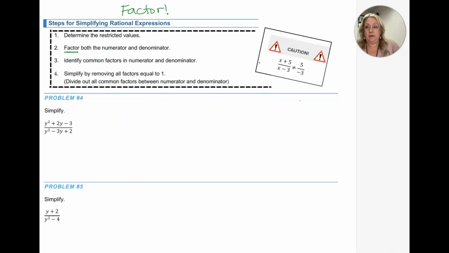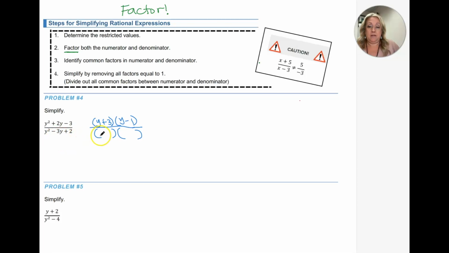Let's see how that works here on this one. First off, we need to determine our restricted values, but that's actually going to be easiest to do if we factor. So let's go ahead and factor. Sometimes it's already in factored form and so we can see it easily. But if not, let's get it factored so we can see what those restricted values are. So on the top, we got y times y, and then what times what is negative 3 that adds to be positive 2? Well, that will be a positive 3 and a negative 1.